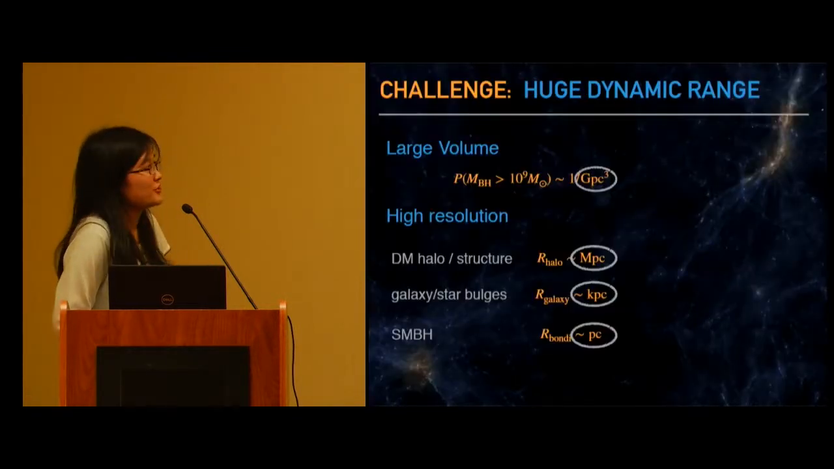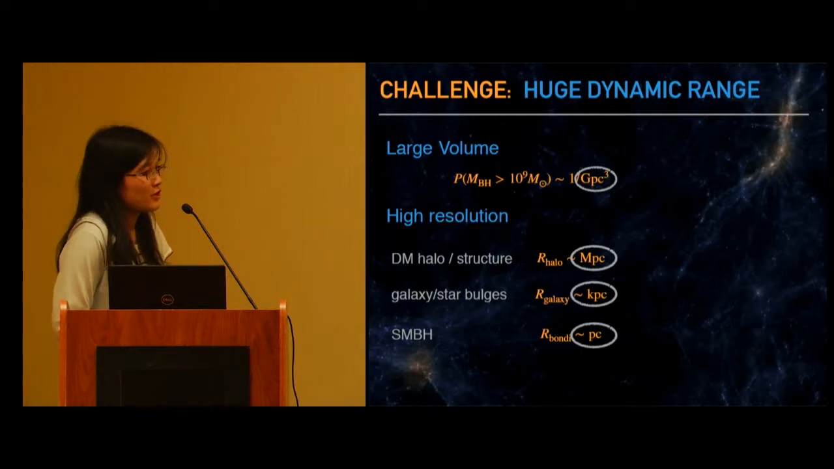So the grand challenge here is that we need to cross a huge dynamic range. We know that high-redshift quasars are extremely rare, so the spatial scale we need to study those objects is many orders of magnitude larger than the scale we need to resolve to study the underlying physics, like the accretion, the feedback, the star formation, etc.